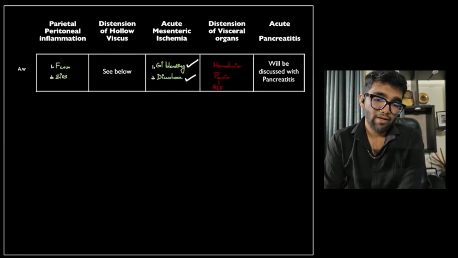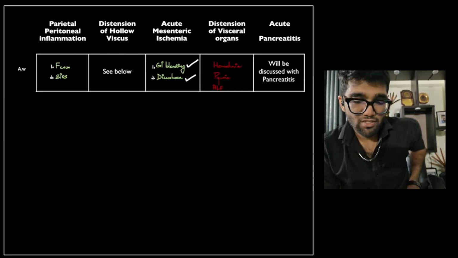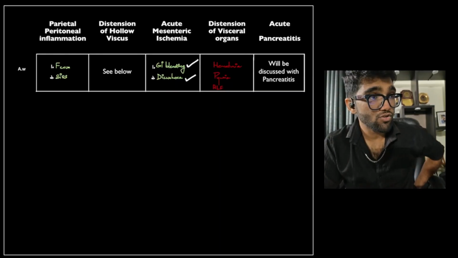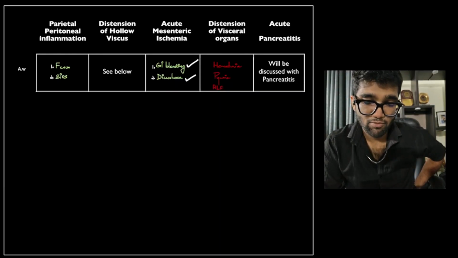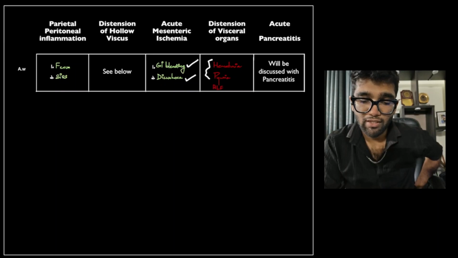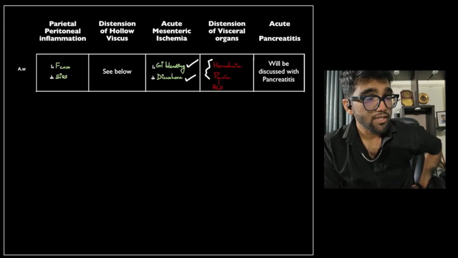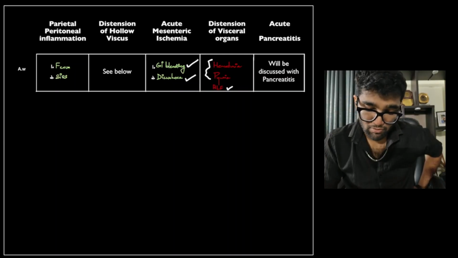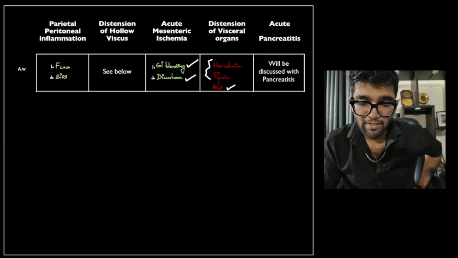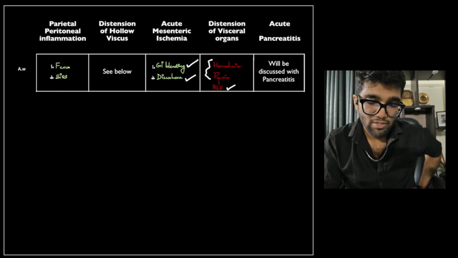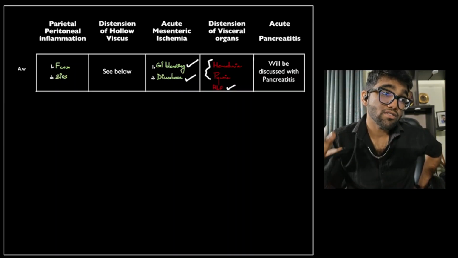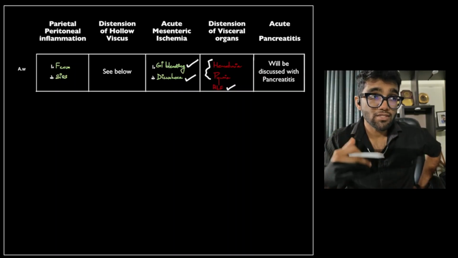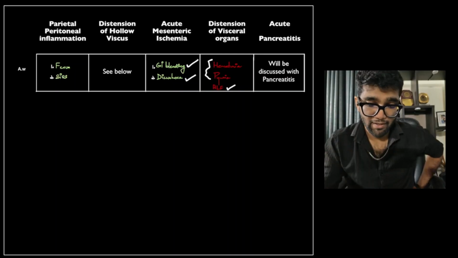Now, in case of distension of visceral organs, depending on which organ is affected, if the ureters are affected, you might get hematuria and pyuria, that is passage of pus in urine. And if the liver is affected, you might get acute liver failure, or other features of hepatic dysfunction. So that is naturally to be expected. Now, in case of pancreatitis, the associated features depend on the cause, they depend on the severity, they depend on a lot of things. So we'll be discussing that separately under pancreatitis.